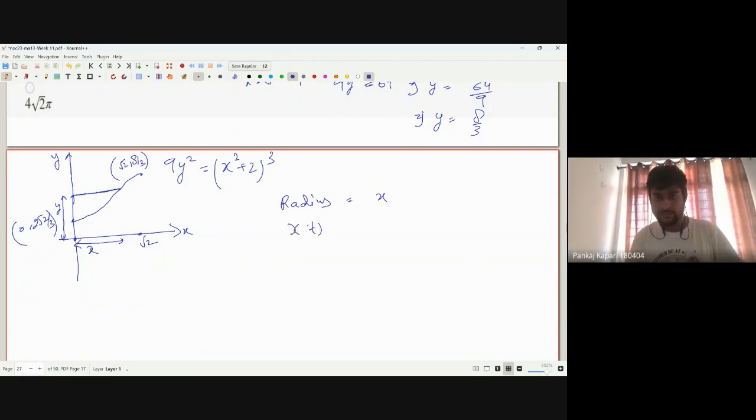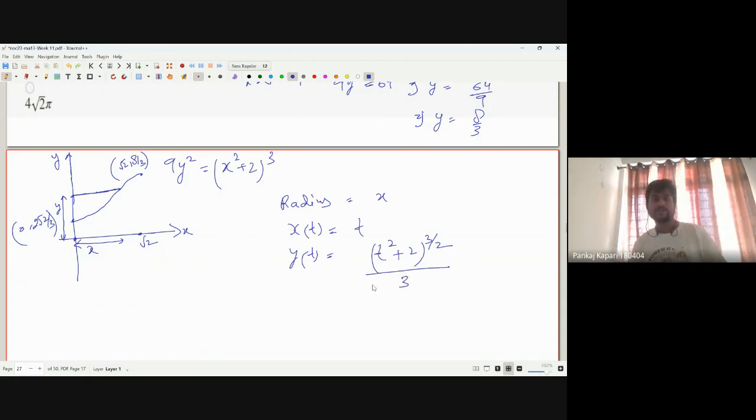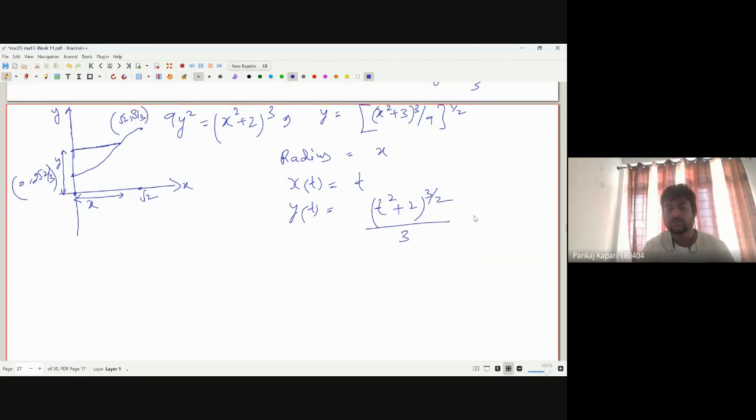Okay, so let's parameterize this curve. Let's take x as a function of t to be equal to t. Then what is y as a function of t? It is (t square plus 2) to the power 3 by 2, divided by 9 to the power half, which is 3. First from here, y is x square plus 3 whole cube divided by 9, and take the power half. So now we have x(t) and y(t).